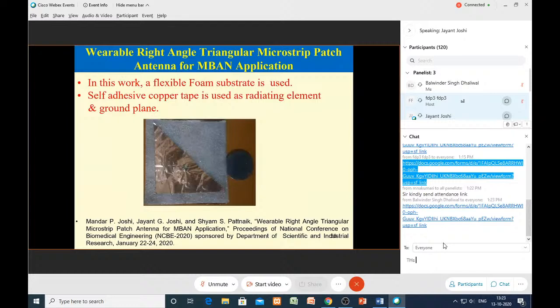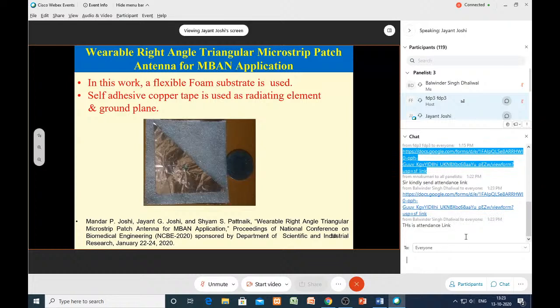Okay, so this is the M-band, medical body area network application. That is a wearable right angle rectangular microstrip patch antenna. We presented this work at a national conference on biomedical engineering at Chandigarh, conducted by the Department of Electronics and Communication Engineering and sponsored by the Department of Scientific and Industrial Research. Here we use the flexible foam again, and self-adhesive copper tape is used.